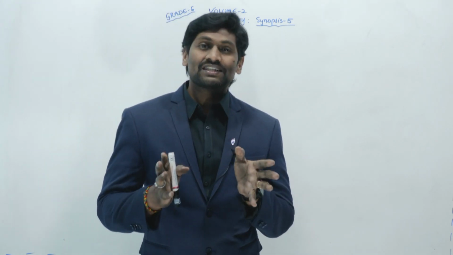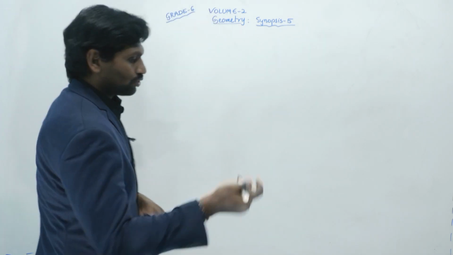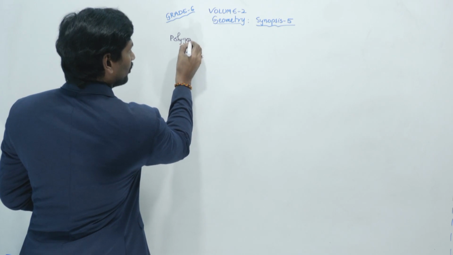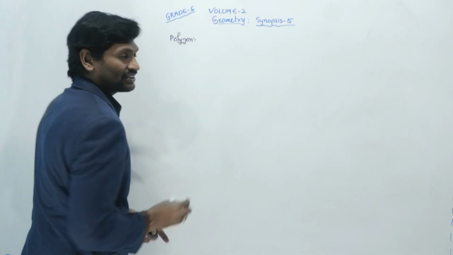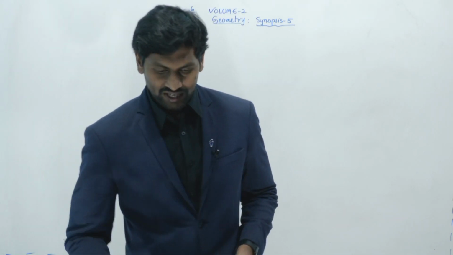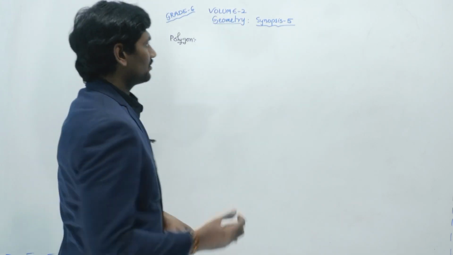Today we are going to discuss the topic of geometry: polygons. So what is a polygon? Simply, a polygon is nothing but a simple closed figure bounded by line segments. A simple closed figure bounded by line segments is called a polygon. Okay?